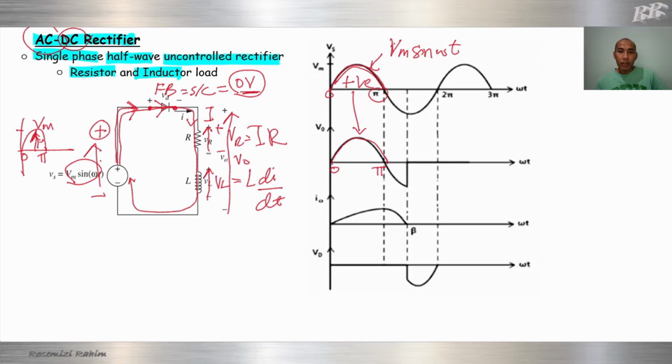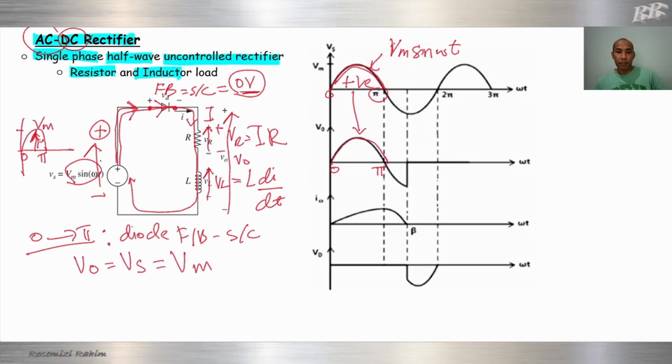This is the output. We consider 0 to pi, where the diode is forward biased and a short circuit. So V out equals V source, which equals Vm sine omega t, between 0 and pi. About the inductor, we already learned in the previous video.